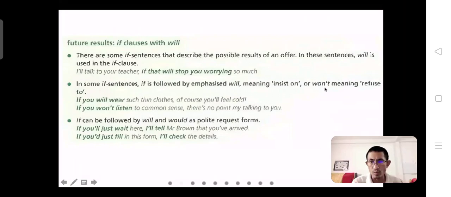Or another meaning, in negative form, is refuse. Look at the first example: if you will wear such thin clothes, of course you will feel cold. You see, insist. If you will wear such thin clothes, of course you will feel cold.